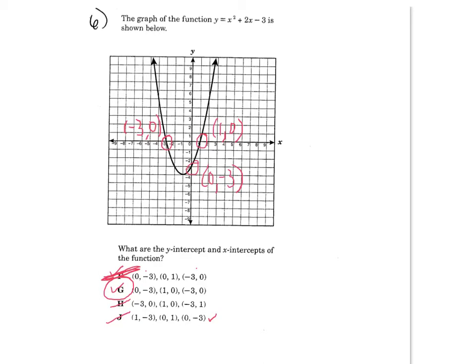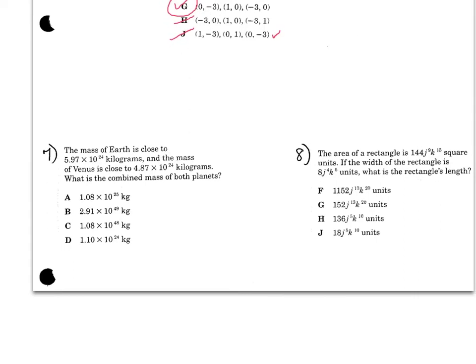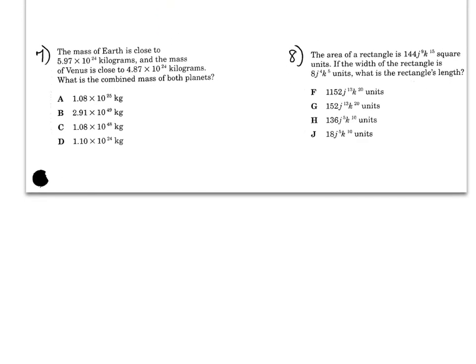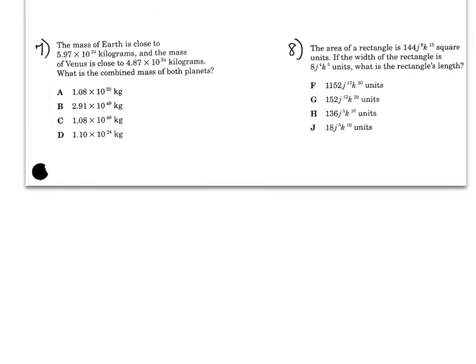Okay, let's move on to number 7. Number 7 says the mass of Earth is close to 5.97 times 10 to the 24th kilograms, and the mass of Venus is close to 4.87 times 10 to the 24th kilograms. What is the combined mass of both planets? So it appears that we're going to be adding these together because it says combined mass. That infers that we are finding the sum.